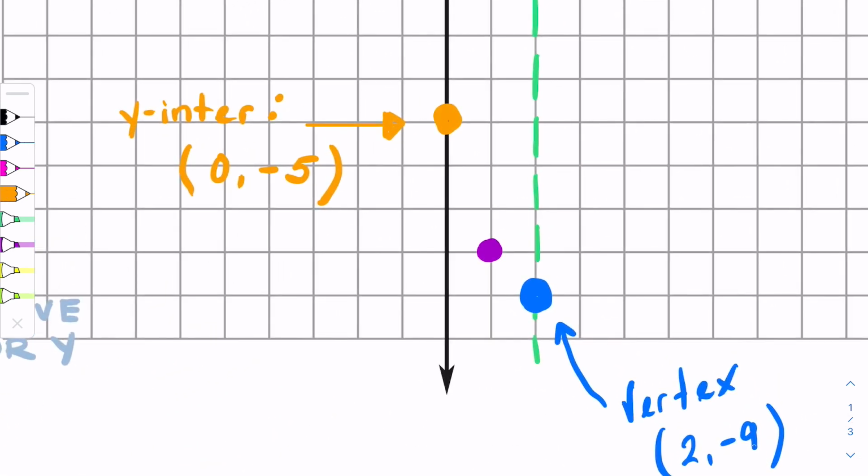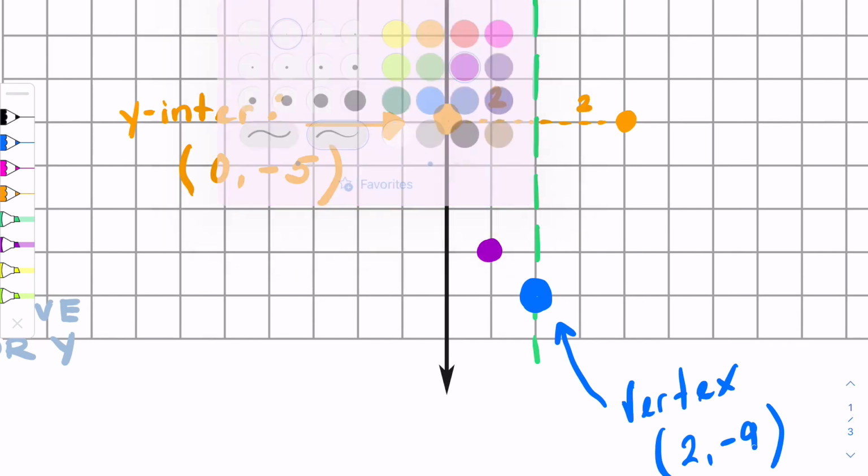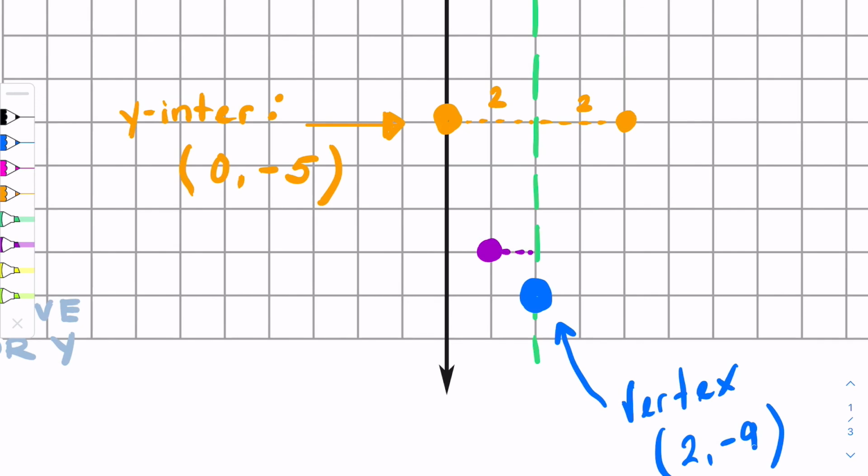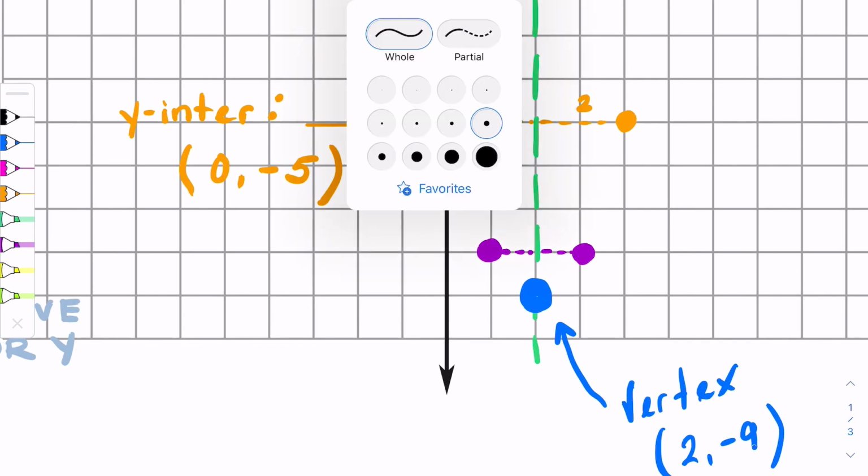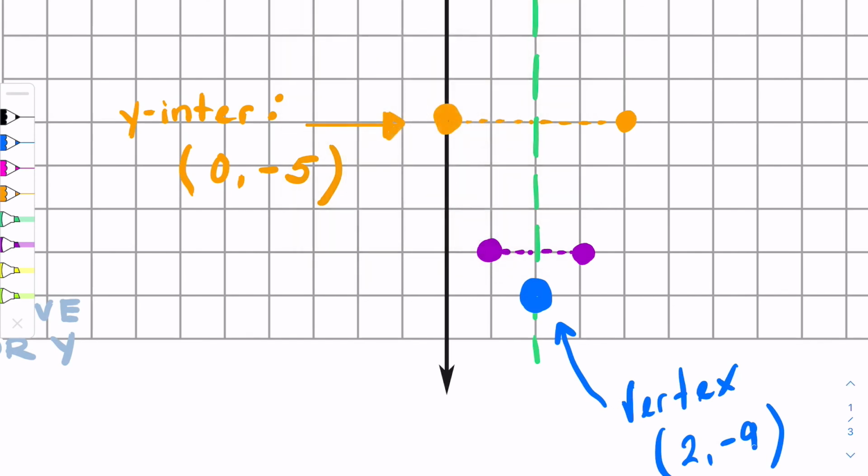Looking at my y-intercept, if this point is 2 units away from the axis of symmetry, then I'm going to move 2 units in the other direction and graph the reflection. If this point is 1 unit from the axis of symmetry, I'm going to move 1 unit in the other direction and graph the reflection. Once you have these points graphed, you should have a total of 5 points. 1, 2, 3, 4, 5 points.